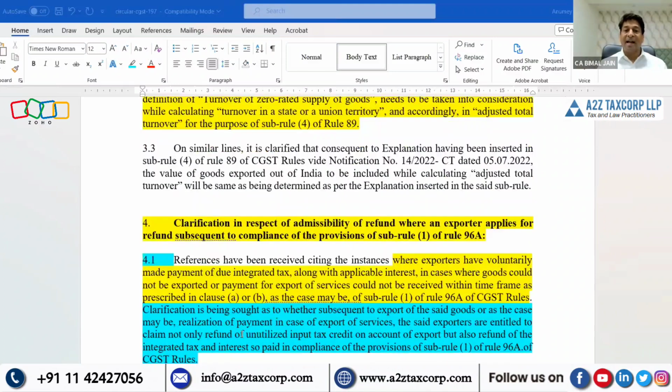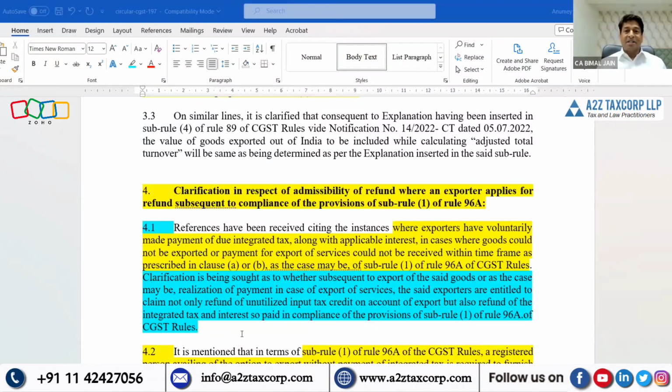So coming to the last clarification of this particular circular, it is very interesting: admissibility of refund, where an exporter applies for refund subsequent to compliance of provisions under sub-rule 1, rule 96A. So what is this rule 96A? Quickly, we have to read it and understand there are two parameters. When you're exporting goods, there's a time period prescribed, within which you need to export the goods.